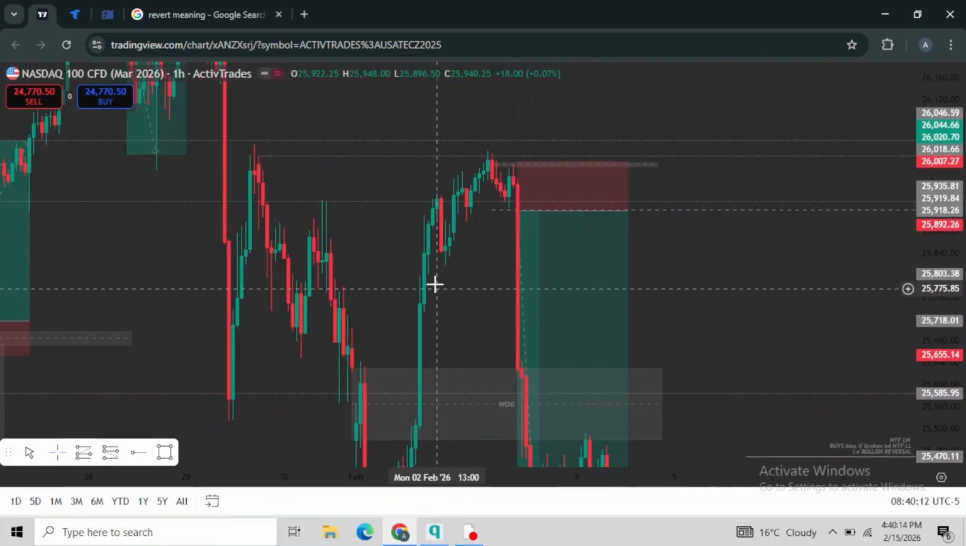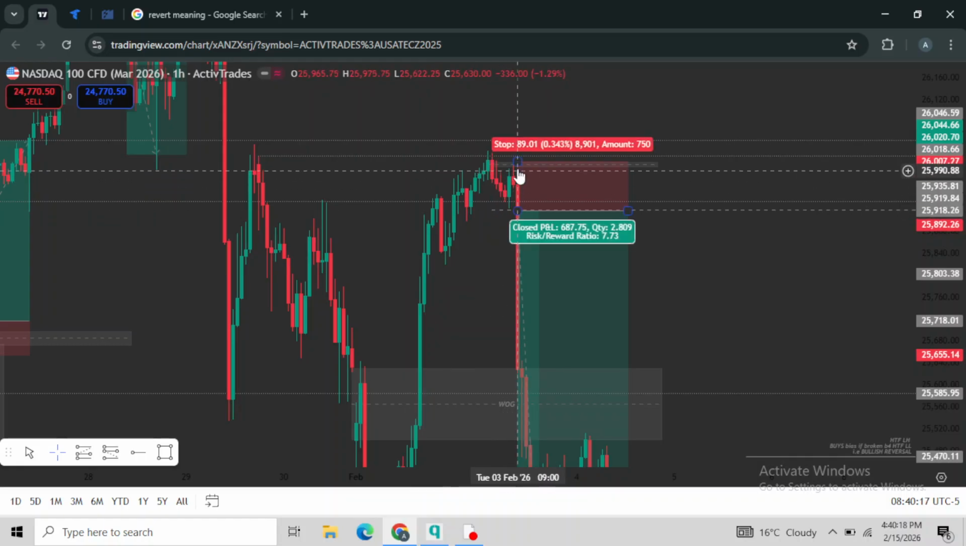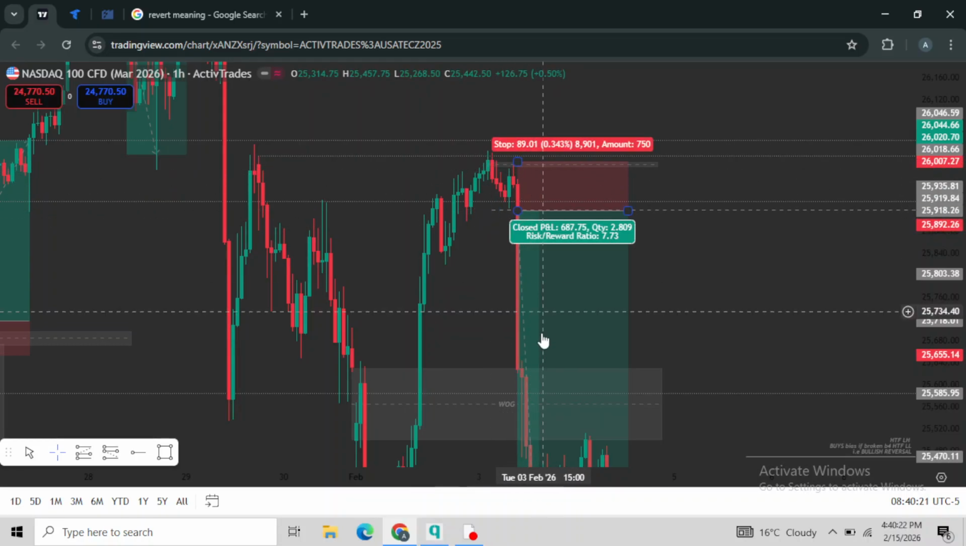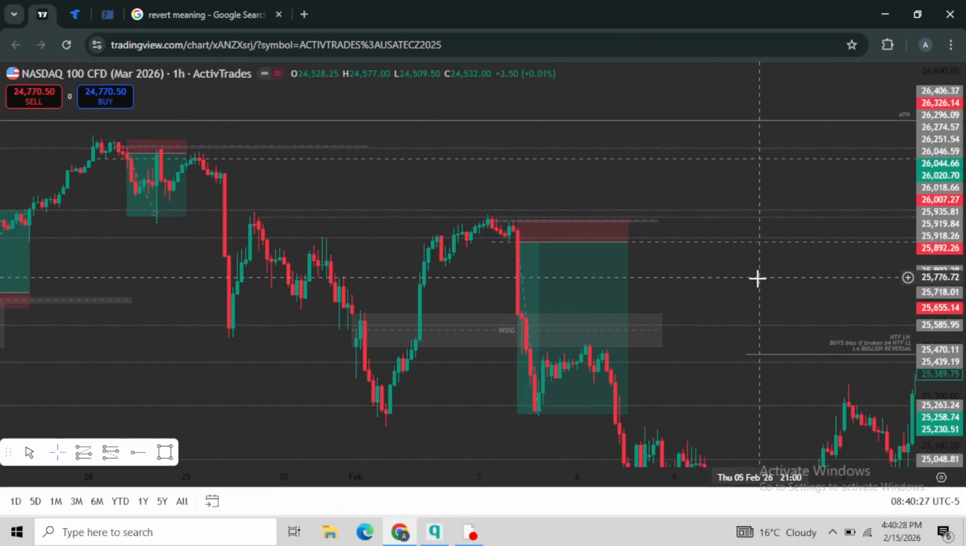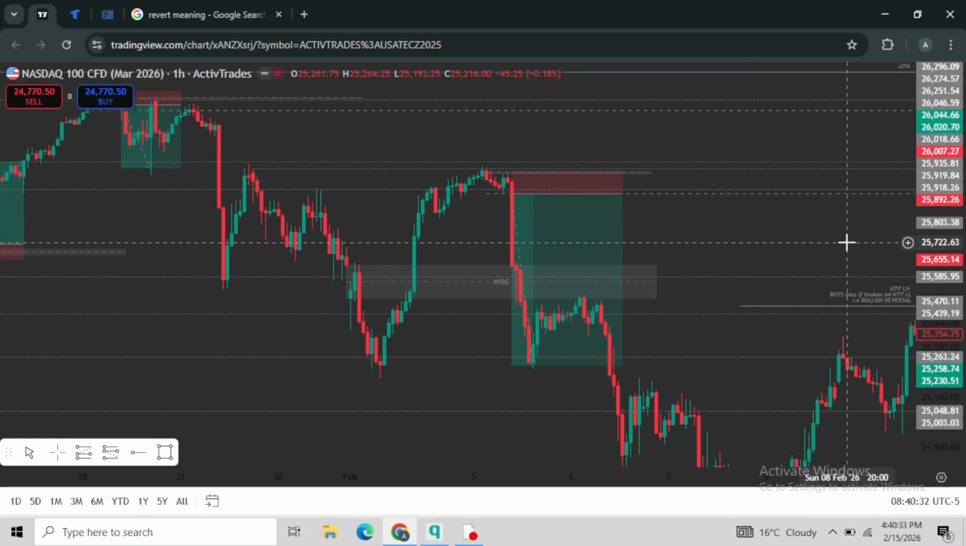So this is how the 1 hour looks: higher high, higher low, higher high, higher low, higher high, higher low, lower high, lower low. So I put a stop order here, and I look for 1:4. On this trade, price gives. So on the higher time frame, it's about holding and trusting my strategy.